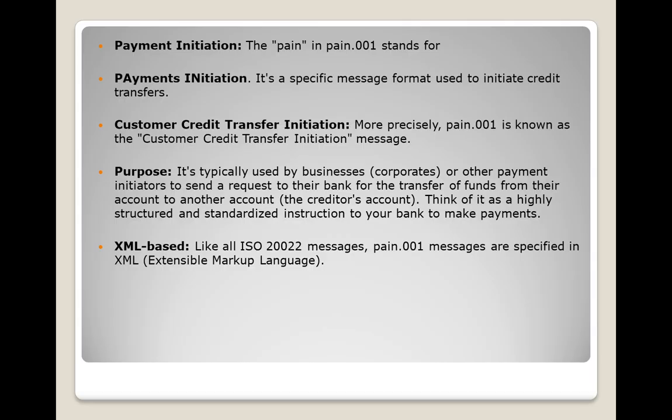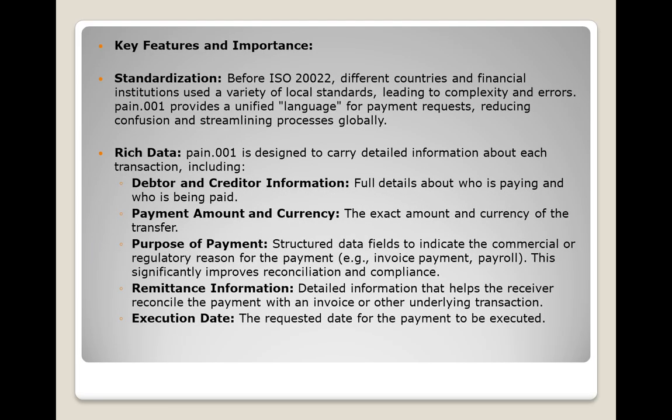The message is highly structured and standardized. How is it structured and standardized as an instruction to your bank for payments? We are going to see that. It is XML based, as already discussed, very clean and extensive, and we will see that now. Key features and importance: first of all is standardization. As discussed before, ISO 15022 has lots of challenges in payment structure, so this is out of that. It contains rich data. The data and credit information are clearly mentioned in XML. We are going to see an example as well.